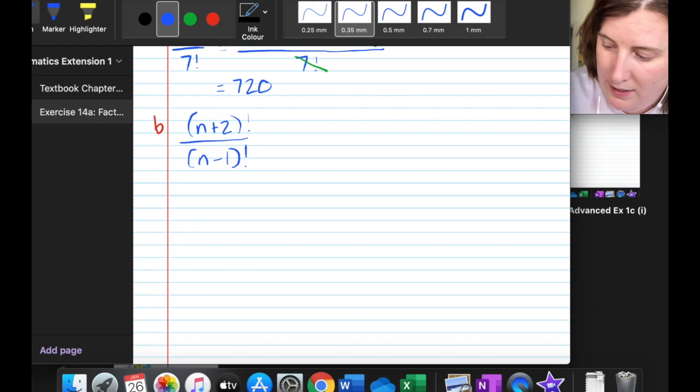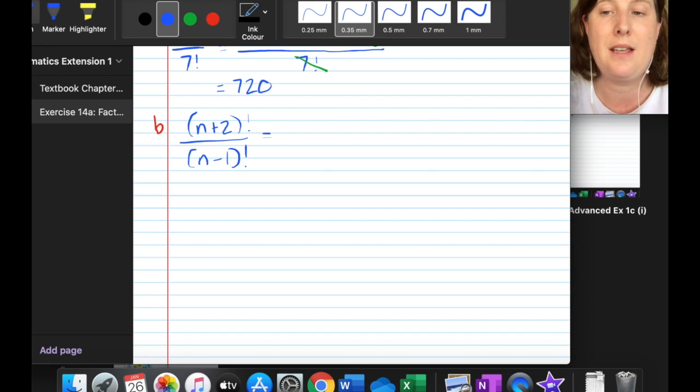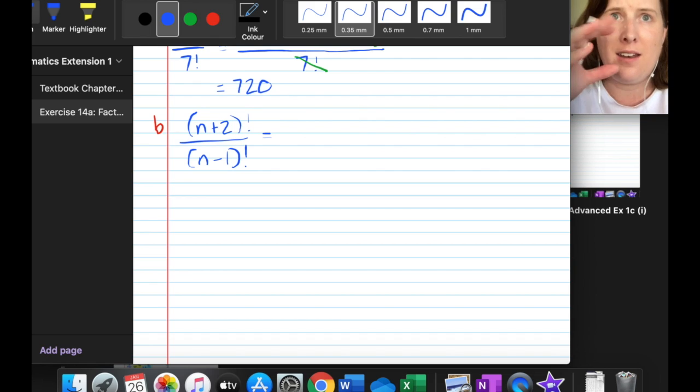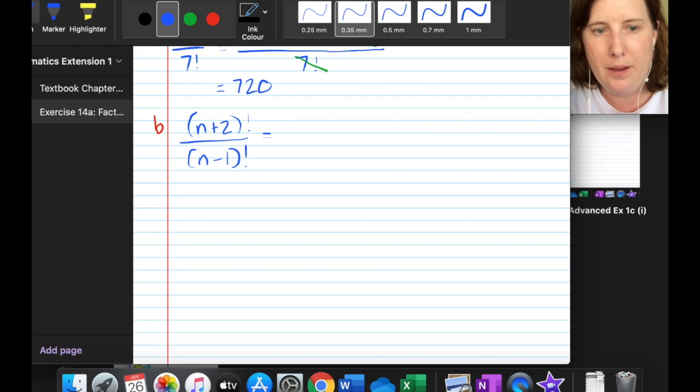It's harder to conceptualize, but just like 10 factorial was the same as 10 times 9 times 8 times 7, n factorial is going to be the same as n times the number below it, n minus 1, times the number below that, n minus 2, times n minus 3, keep going. Don't worry, we don't actually write it all out.